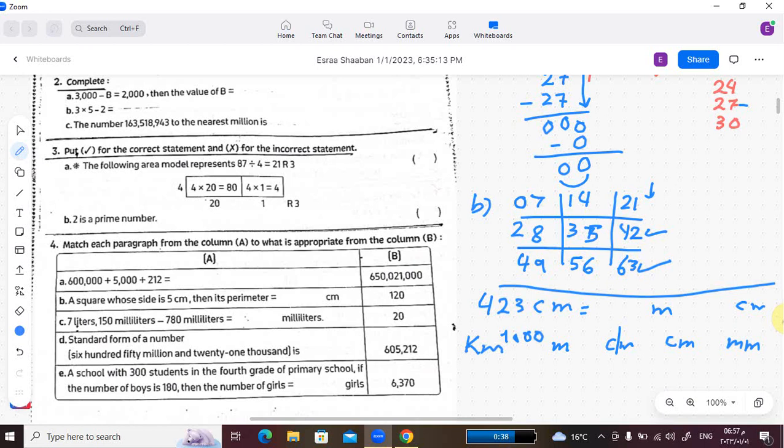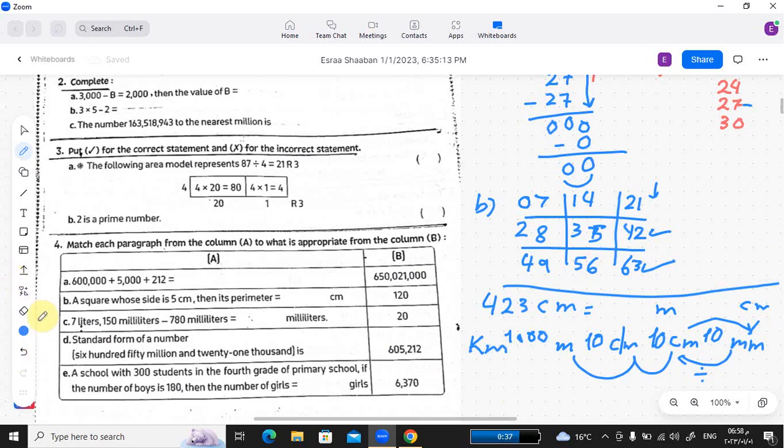From meter to deci, 10. From deci to centi, 10. From centi to milli, 10. When I go like that, it's times. When I go back, divide. So here I need from centimeter to meter. I'm gonna go back 1, 2, divide by 100.